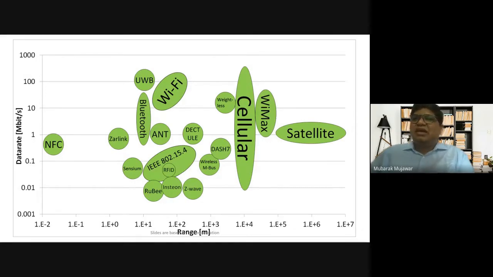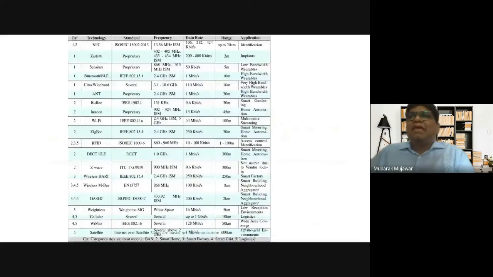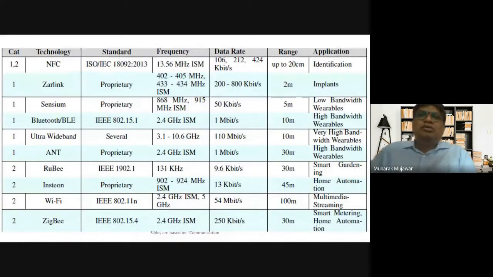Now, all these things are also summarized in a nice table. I know I'm making this very small, so let me make it a little bit bigger. Yeah, now we can see it properly. We have technologies, for example NFC, Zarlink, ANT, Bluetooth, RuBee, Wi-Fi. All these technologies are mentioned over here. Then we have what kind of standards they follow. For example, Zarlink has its proprietary standard. For Bluetooth, we go for the 802.15.1 standard. For ZigBee, again, we go for the 802.15.4 standard.